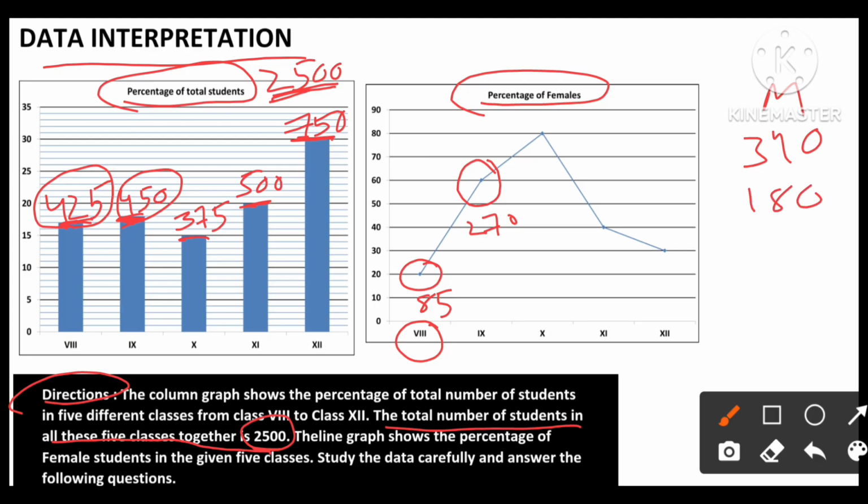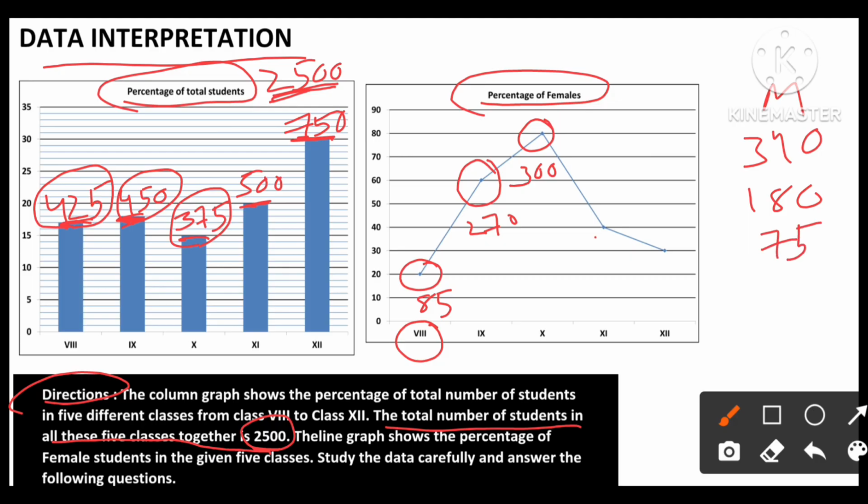Okay, next one. Here we see 80%. Instead of 80%, we calculate 20% of this one. 20% will be 75. So 80% value will be subtracting 75 from that one. We get 300. So value here is 300. So 375 and 300, subtracting these two, number of males is 75.